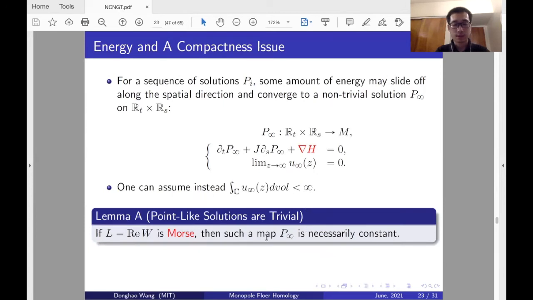So lemma A is apparently the foundation for this upper half-plane model. So this is the story for ordinary Landau-Ginzburg models. We have introduced a definition, we have discussed a Floer equation, and we have this triviality result, and we wish to generalize them when the structural group G is non-trivial.